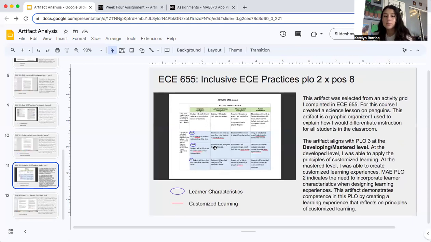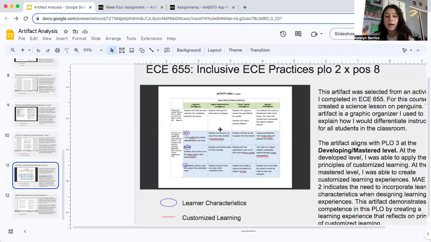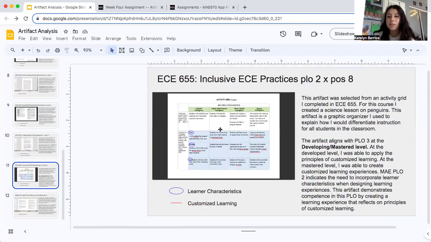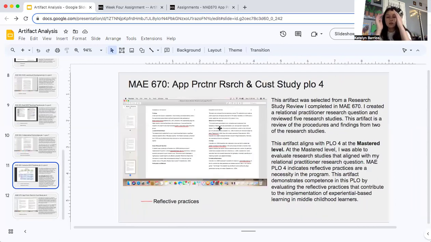So the next artifact was selected from ECE 655, Inclusive ECE Practices. So circled in blue, I have some learner characteristics to keep in mind when planning instruction, and underlined in red, I have some customized learning experiences that I could implement. So scaffolding, using anchor charts to help students focus, letting students move around and interact with the content, and providing students a visual representation of the content.